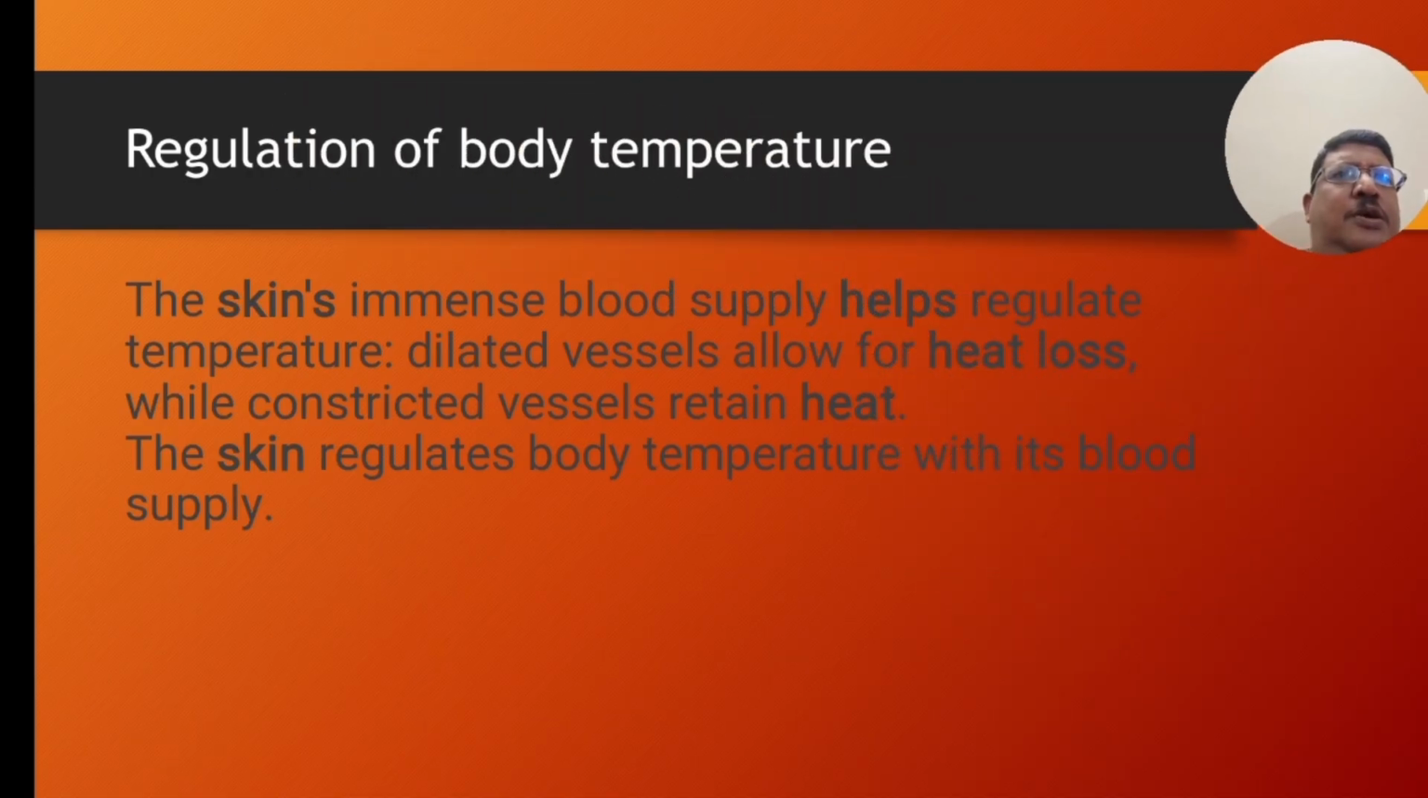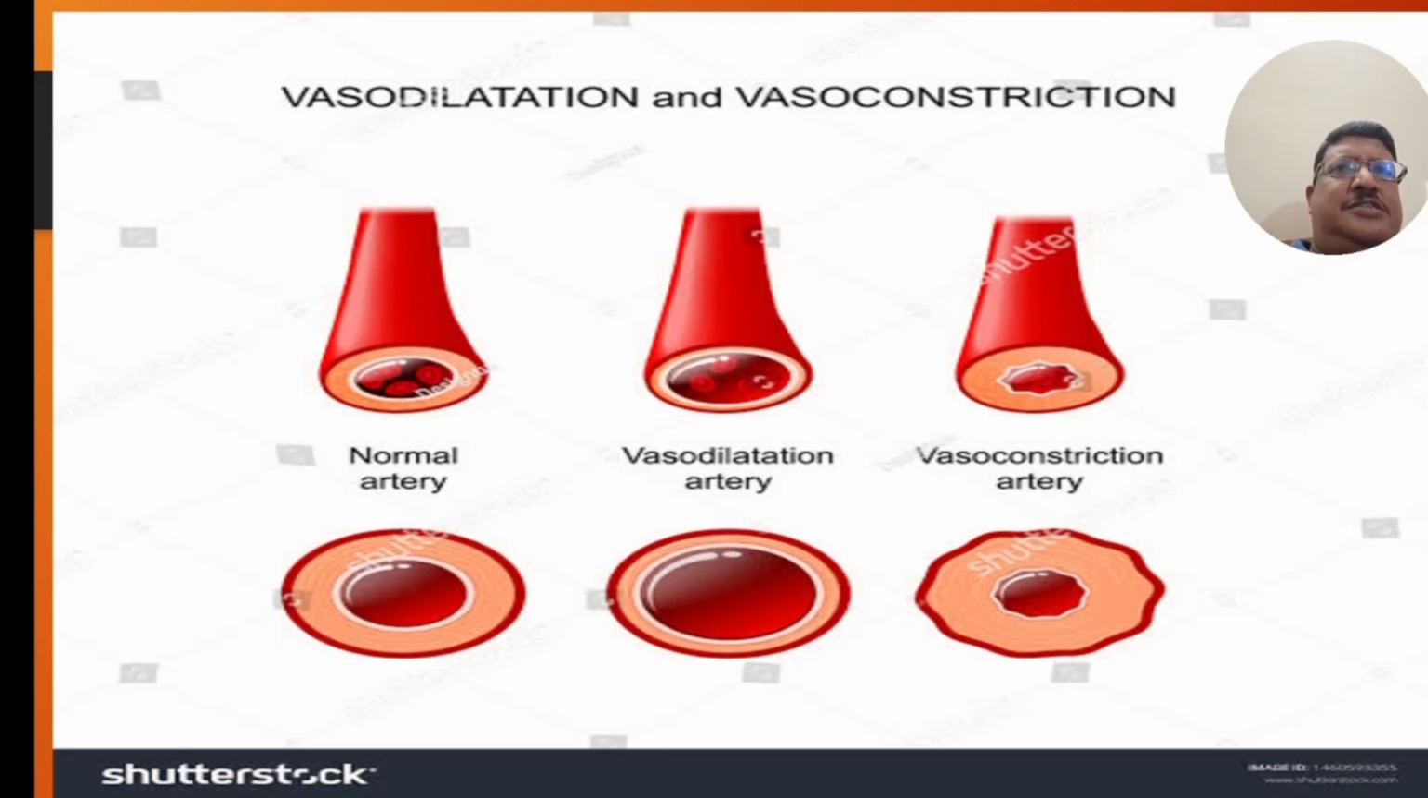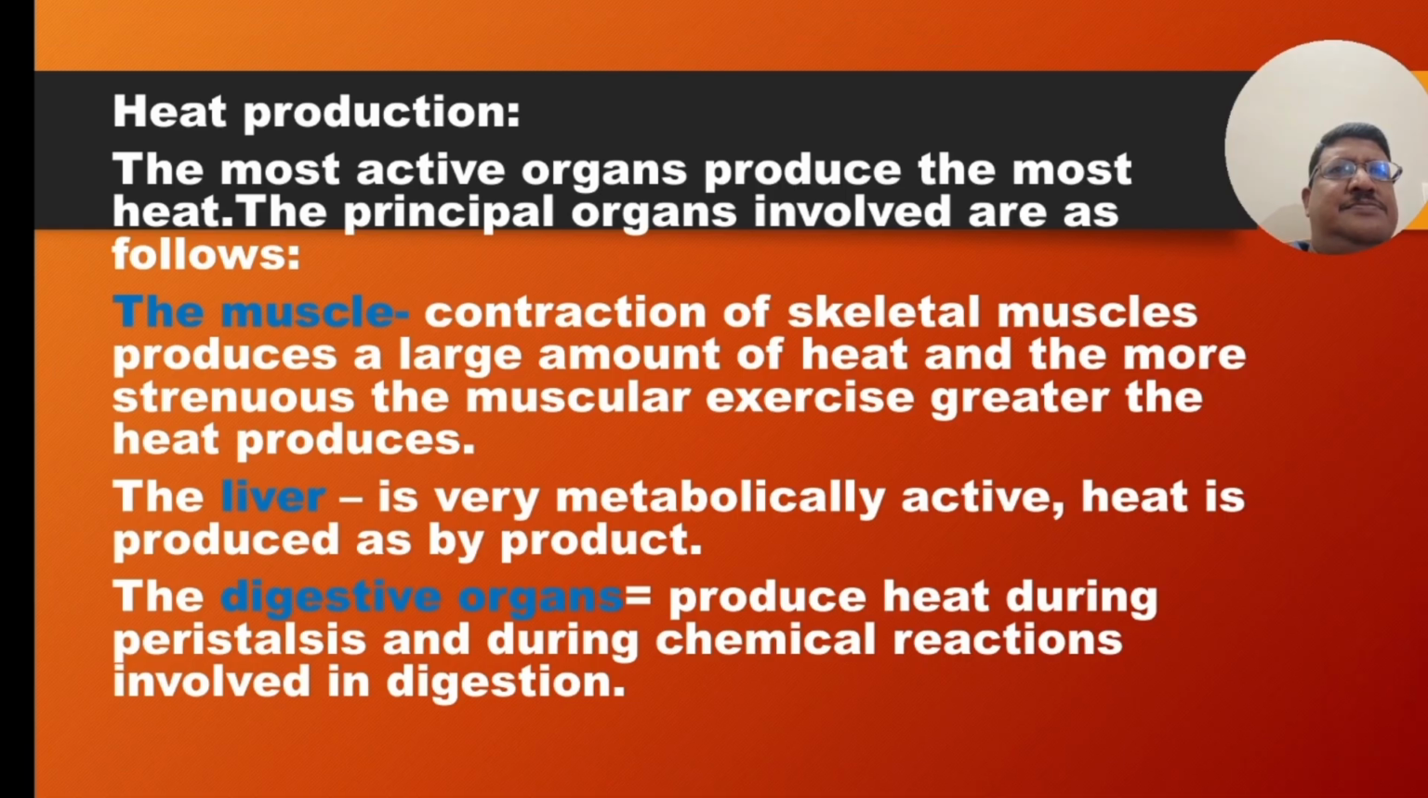Regulation of body temperature. The skin's immense blood supply helps regulate temperature: dilated vessels allow heat loss, while constricted vessels retain heat. The skin regulates body temperature with its blood supply. So these are the structures of vasodilation and vasoconstriction. Normal artery, vasodilated artery, vasoconstricted artery.